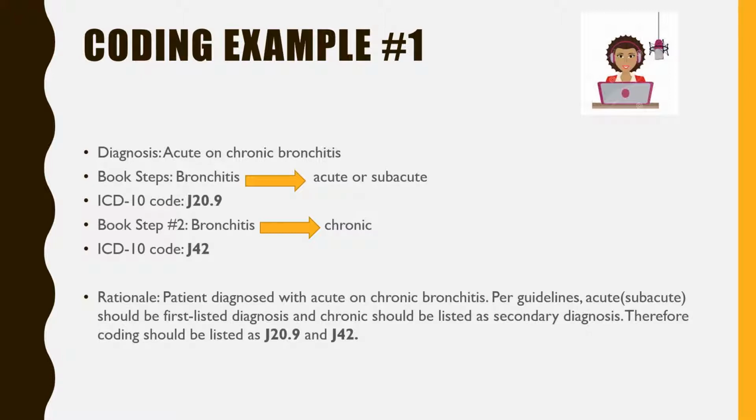Again, the patient is also diagnosed with chronic bronchitis. So we're going to follow the similar book steps, but this time we're actually going to go to chronic instead of acute or subacute. And hopefully our ICD-10 code should be J42.